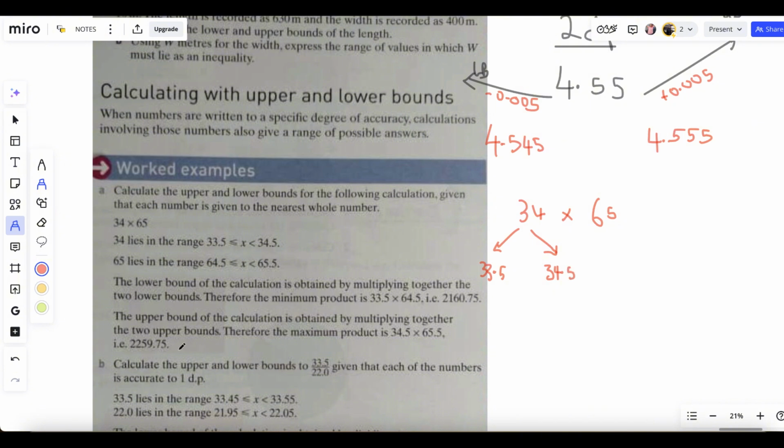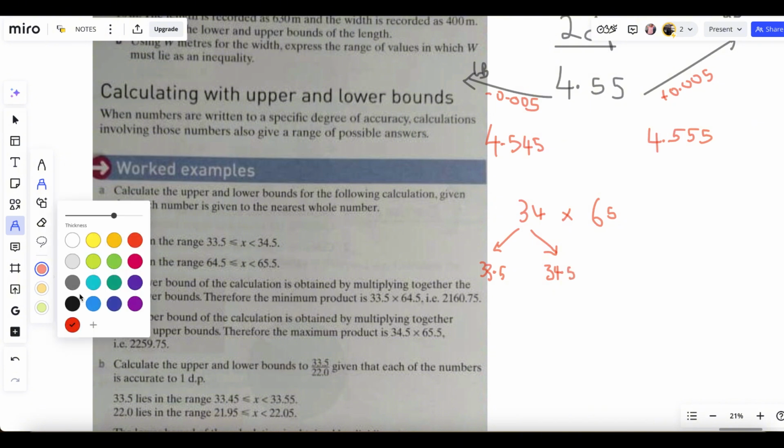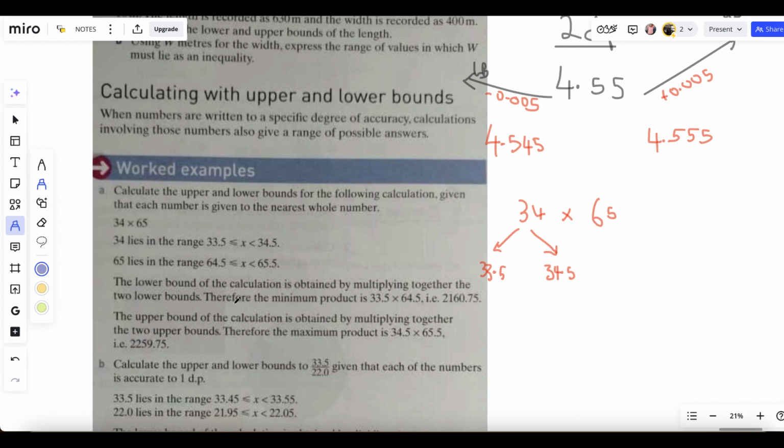Then you do the same for 65 as well. What's the upper bound and lower bound of 65? The lower bound of 65 is 64.5. That's the lower bound. And the upper bound will be 65.5.